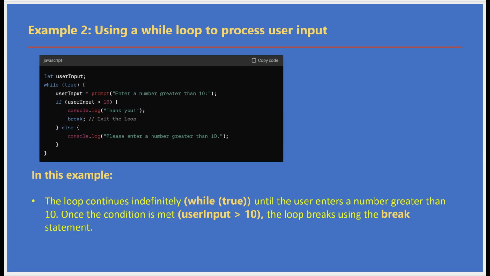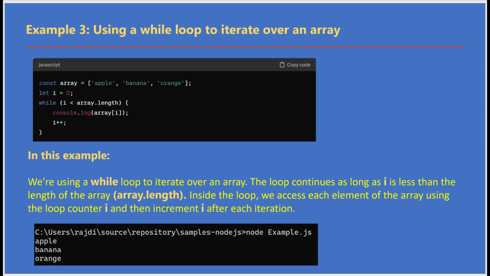Output. Example 2. Processing user input with a while loop. In this scenario, we have a loop that runs indefinitely until the user enters a number greater than 10. Once the condition is met, the loop breaks. Example 3. A while loop iterating over an array. In this instance, we're using a while loop to iterate over an array of fruits. The loop continues as long as our counter i is less than the length of the array. Inside the loop, we access each element of the array using i and then increment i after each iteration.